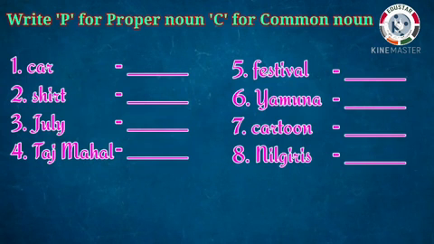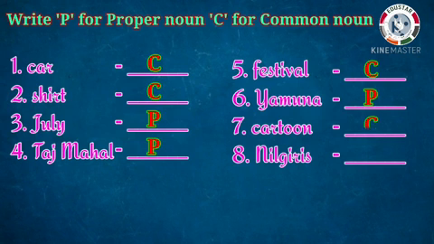Now write P for proper nouns, C for common nouns. Car, common noun. Shirt, common noun. July, proper noun. Taj Mahal, proper noun. Festival, common noun. Yamuna, proper noun. Cartoon, common noun. Nilgiris, proper noun. Here proper nouns begin with capital letter and common nouns begin with small letter.